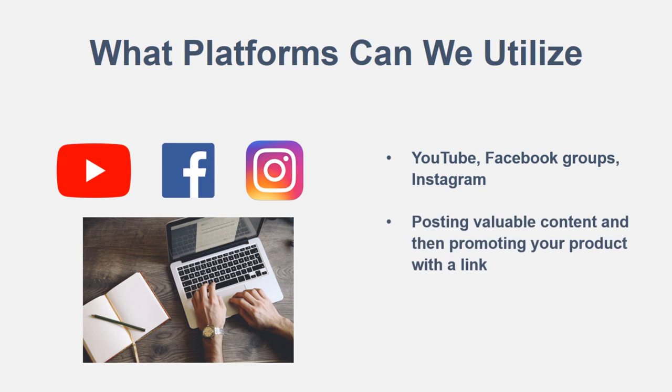So you're basically just posting valuable content and then promoting your product with a link. Say you make videos about taking care of your dog, you could sell dog products, okay? You could sell different stuff like that on your store and say, hey, if you want to get this exact same thing that I'm using in this video, you can check out the link in the bio. That kind of stuff is what you would do for these different social platforms, right? And you're building a following within the niche.